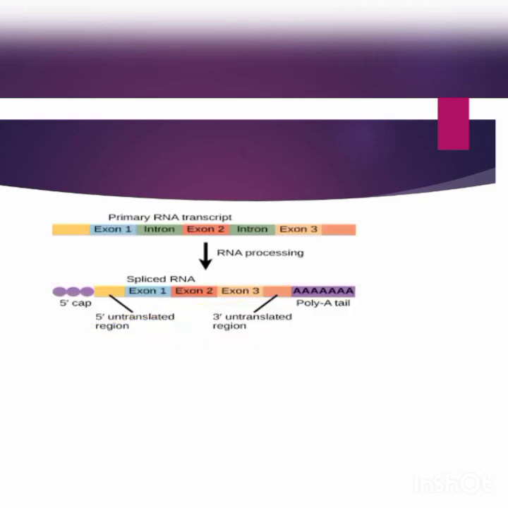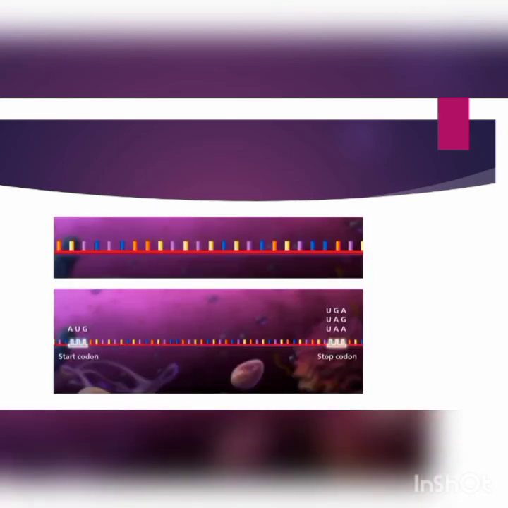Messenger RNA transcript includes exons, which is the region of the messenger RNA which codes for protein, which is a coding region, and non-coding regions called introns. The post-transcription modifications occur as the 5' cap and poly A tail are added and the introns are removed. It is called intron splicing. Now the nitrogenous bases are grouped into 3 letters called codons.